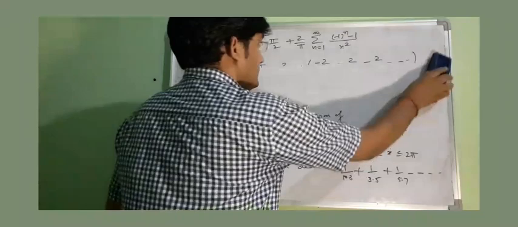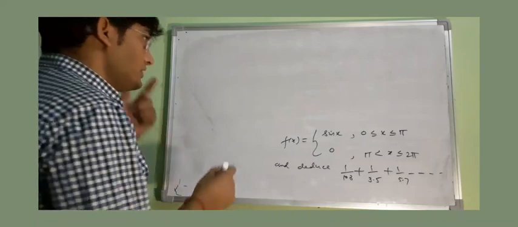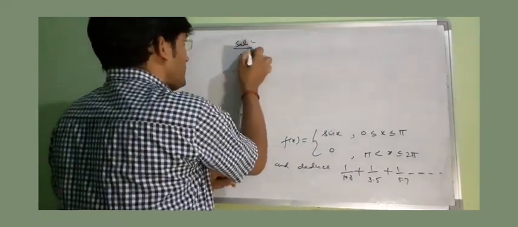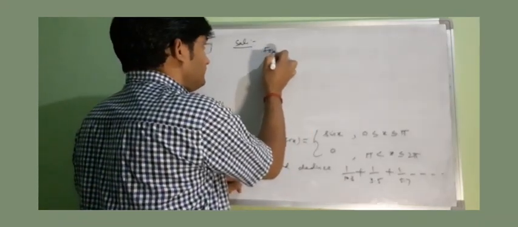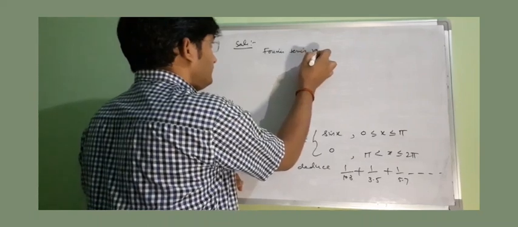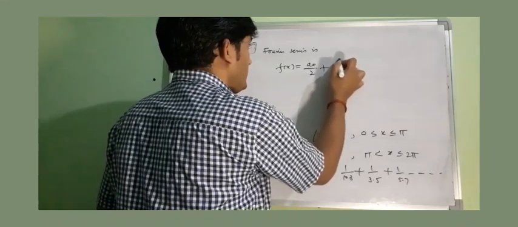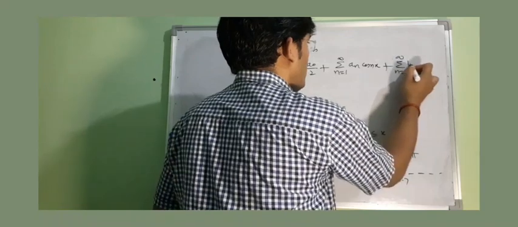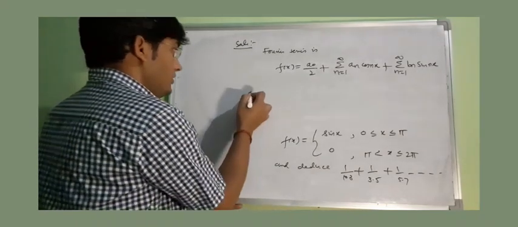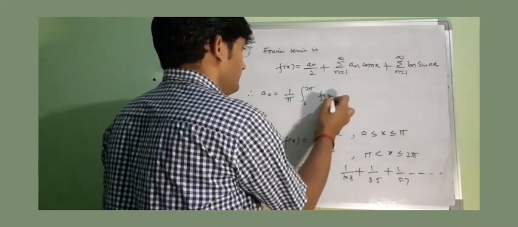So again, you can see that the interval is from 0 to 2 pi. So the function is periodic of length 2 pi. So the Fourier series is f(x) equal to a0 upon 2 plus sum from n equal to 1 to infinity an cos nx plus sum from n equal to 1 to infinity bn sin nx. Okay, therefore a0 will be 1 upon pi integral 0 to 2 pi f(x) dx.